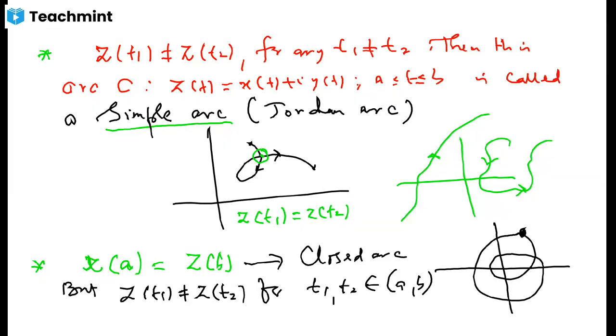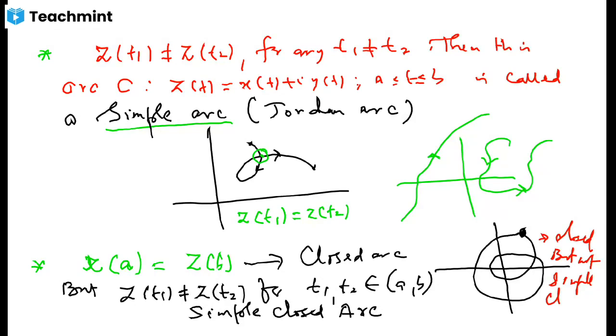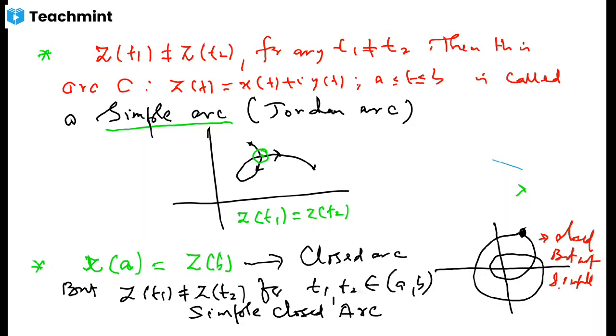Simple closed arc. So this example here is not a simple closed arc. This is just a closed arc. This is closed. This is not simple closed, and this is not simple closed either. So what is a simple closed arc? Let me write simple closed arc here. So for example, this way.